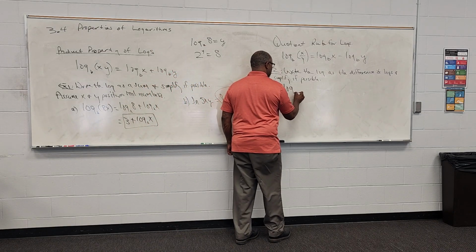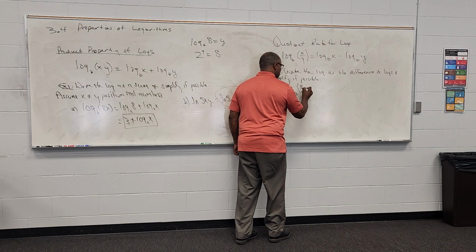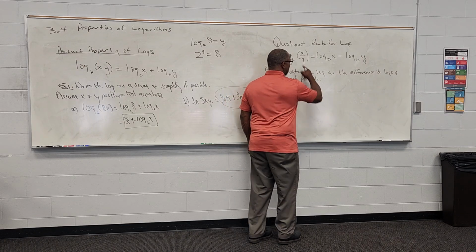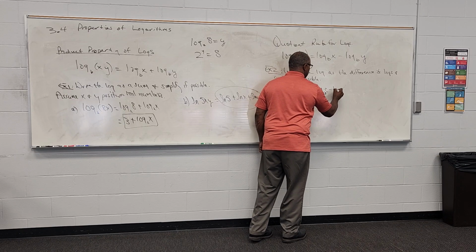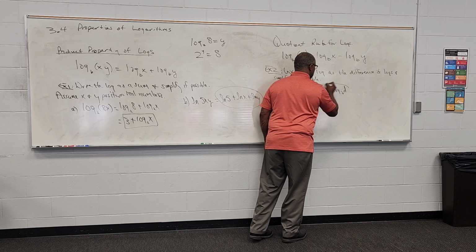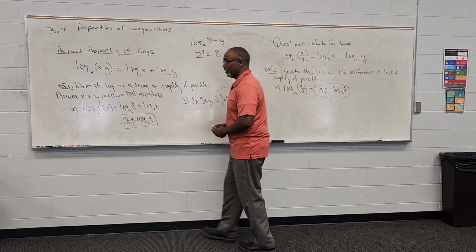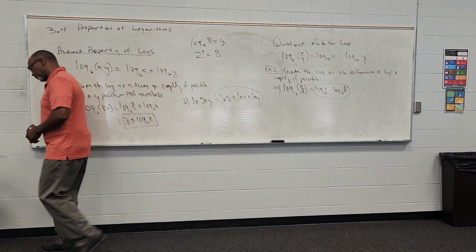Log to the base 3 of c over d. Well, that's the log of the quotient, so that should be log to the base 3 of c minus log to the base 3 of d. I can't simplify that anymore because I don't know what c and d are.